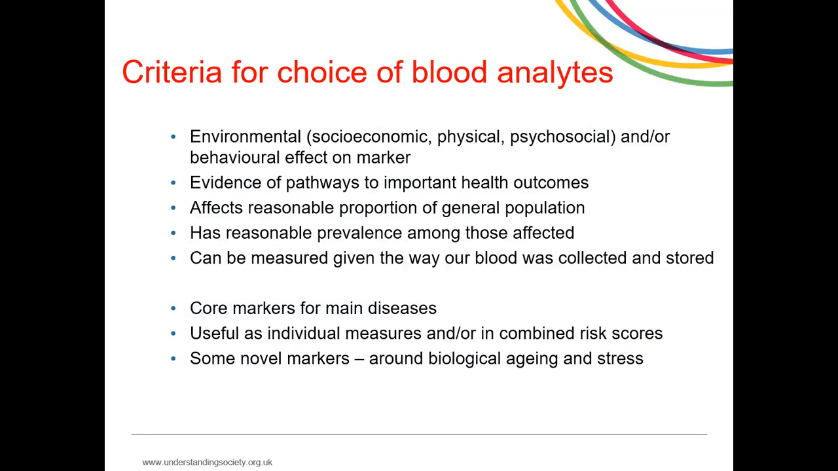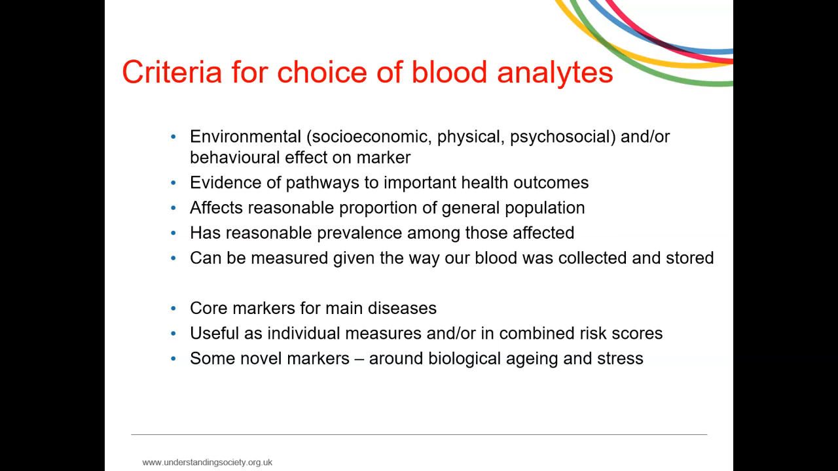So we were quite careful about what we measured. We thought about what would be most useful. Our criteria were around environmental factors and whether they might be associated with the biomarkers that we wanted to measure, whether they were going to help us understand the pathways by which the social and health might be linked, and whether the health outcomes that we were trying to capture affect a reasonable proportion of the general population, you know, a reasonable prevalence in terms of the health outcomes.